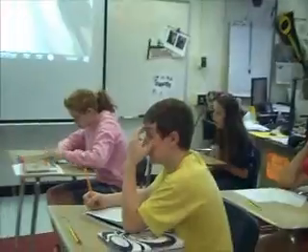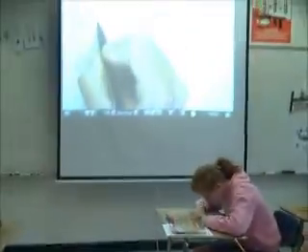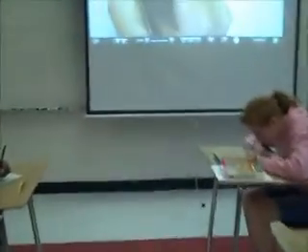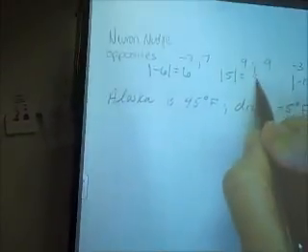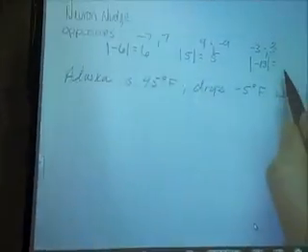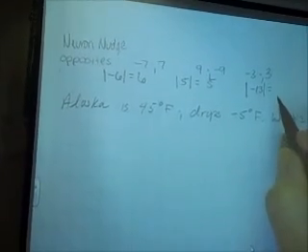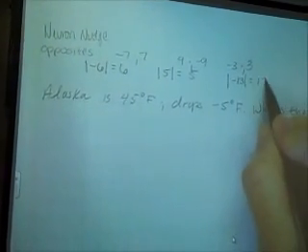Opposite of -3? 3. All right. Absolute value. What is the absolute value of -6? 6. There we go. What is the absolute value of 5? Plus 5. And what is the absolute value of -13? 13. Awesome. All right.